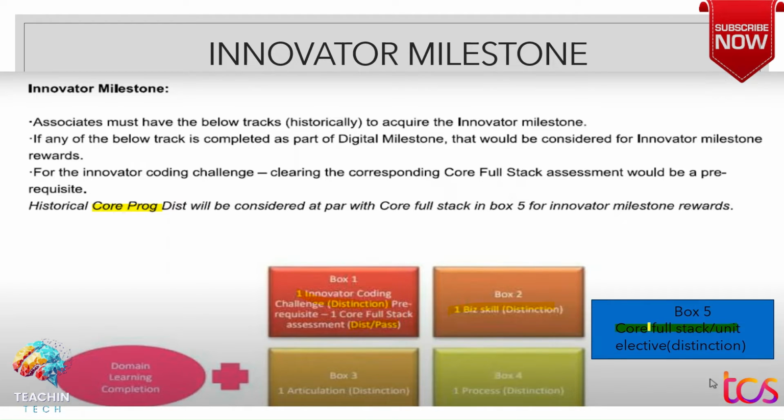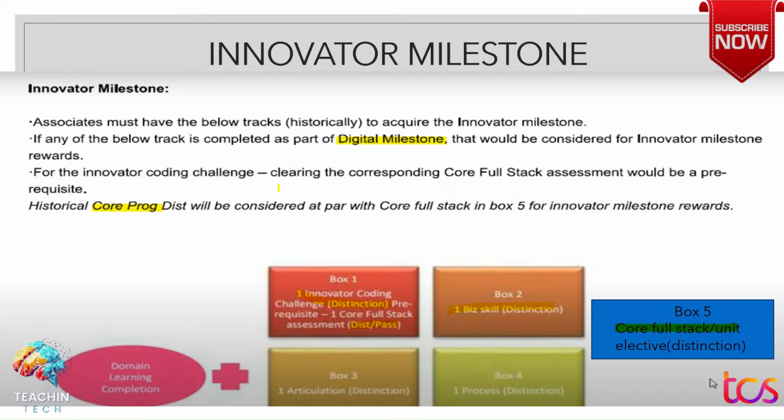I'll show you that journey roadmap, and you'll definitely get an idea there. So this is all about this thing. Associates must have the below tracks historically to acquire. As I said, if any one of the below tracks is completed as part of the digital milestone, that would be considered for the innovator milestone reward. In the last video I showed one image where someone finished business skills. That will definitely be carried forward here, so you need not do this again for the innovator milestone.